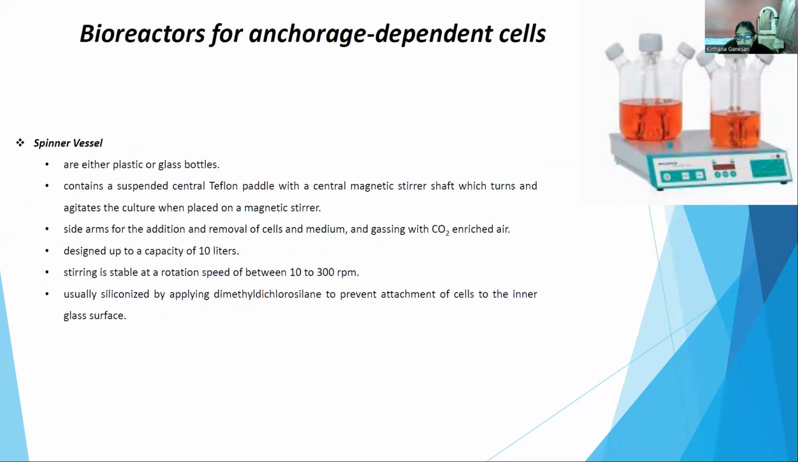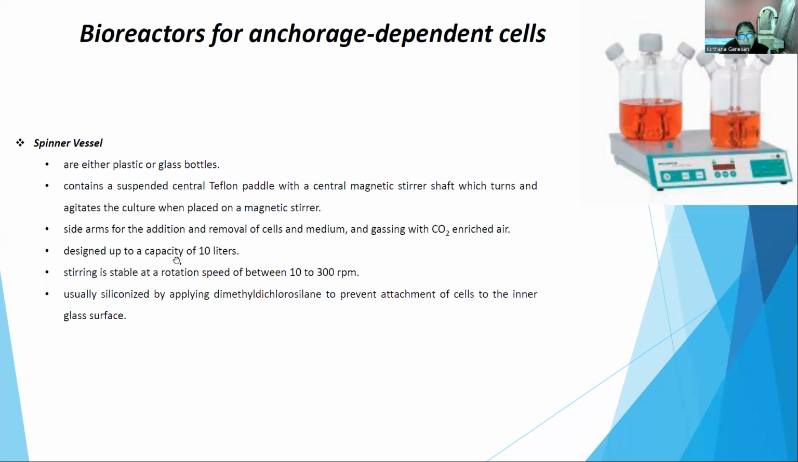Bioreactors for anchorage-dependent cells. As you can see here, this is the spinner vessel. They can be either plastic or glass bottles, and it contains a suspended central Teflon paddle with a central magnetic stirrer shaft, which turns and agitates the culture when placed on a magnetic stirrer. The side arms are for the addition and removal of cells and medium and gassing with carbon dioxide enriched air.